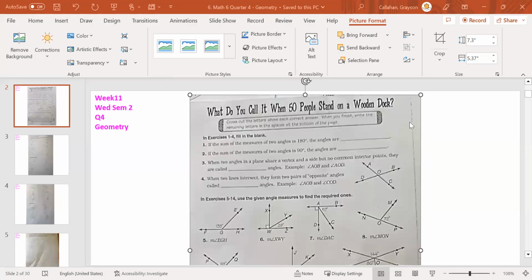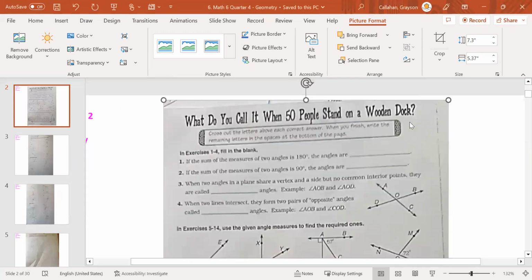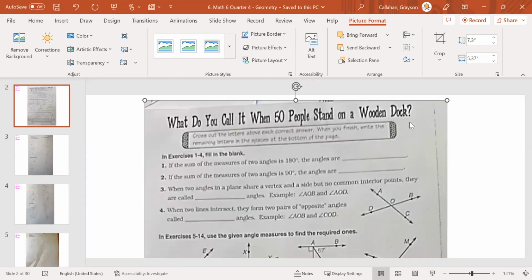Okay, so this is week 11, Wednesday, semester 2, quarter 4 on geometry. And tonight we have an assignment called, what do you call it when 50 people stand on a wooden dock?